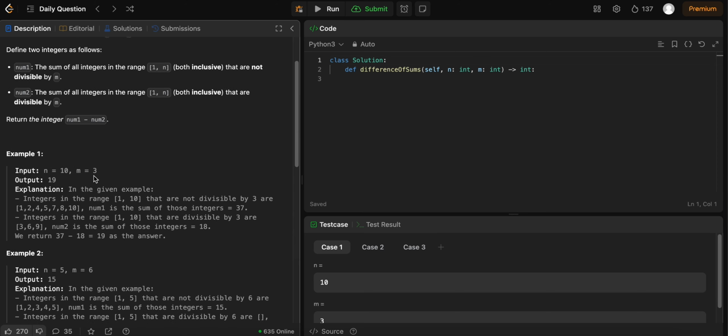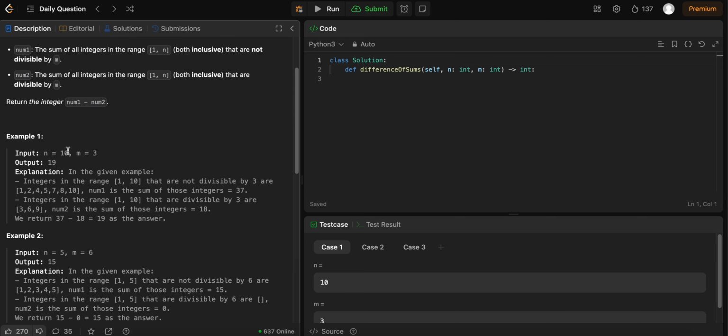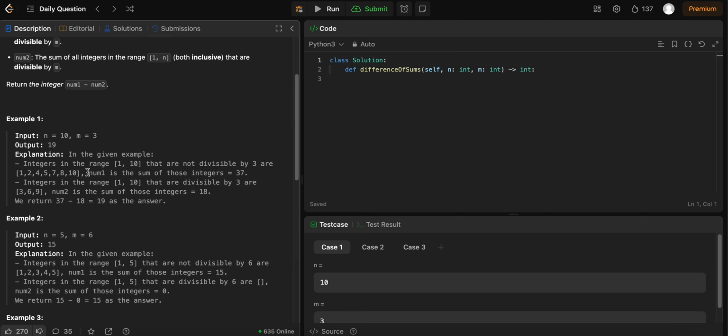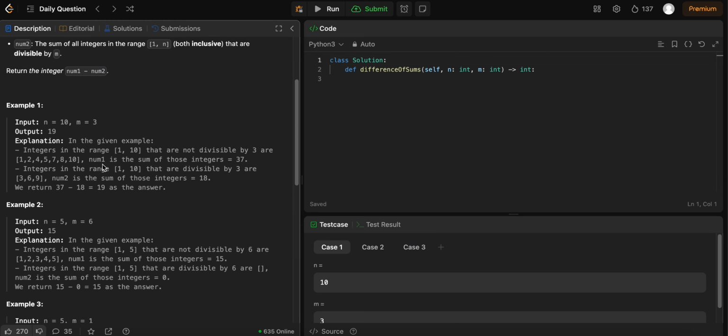But let's look at an example first. So if n is 10, m is 3. So I think we want to pick out 3, 6, and 9 because those are divisible by 3. Yeah, so there it is. So integers in the range that are divisible by 3 are 3, 6, and 9. So num2 is the sum of those integers. Well, it will be equal to 18.